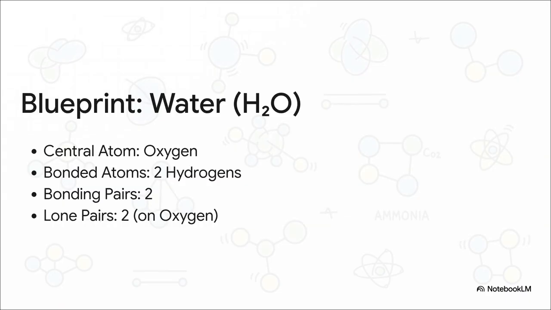Let's look at a real example. Good old water, H2O. The blueprint shows us we've got one oxygen atom in the middle, and it's bonded to 2 hydrogen atoms. Those are our 2 bonding pairs, the shared bikes. But look closely at the oxygen. It also has 2 other pairs of electrons that are not in a bond. These are the lone pairs. And pay attention to those guys because, spoiler alert, they're going to be a huge deal in our final step.